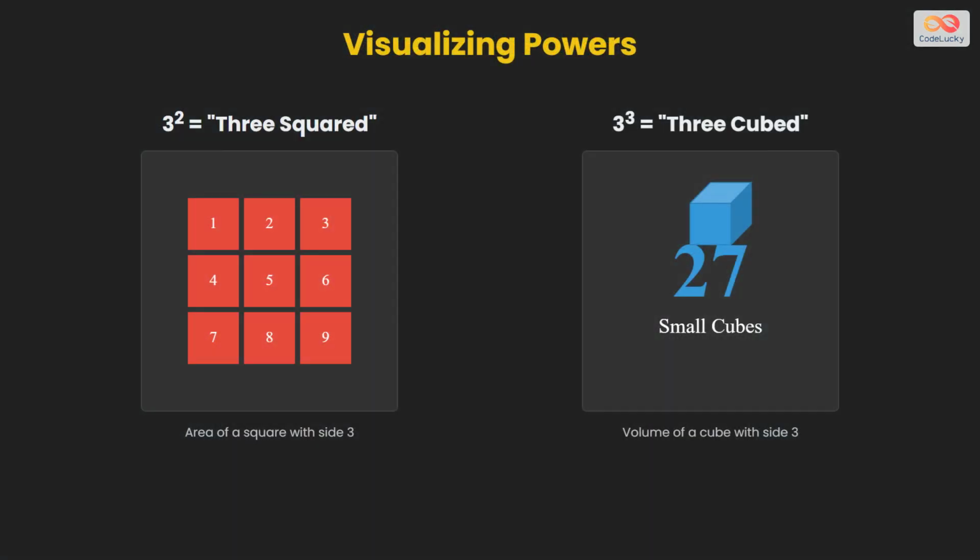The terms squared and cubed actually come from geometry. A number to the second power represents the area of a square with that side length. That is why we say 3 squared. Similarly, a number to the third power represents the volume of a cube. That is why we call it 3 cubed.